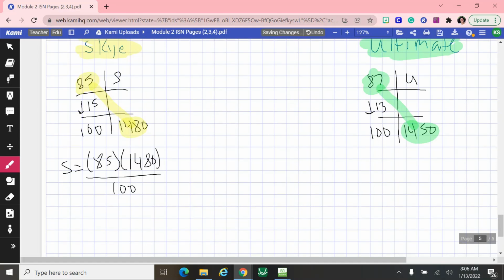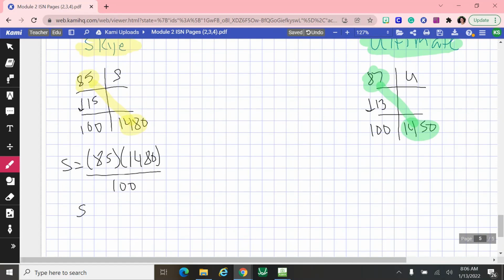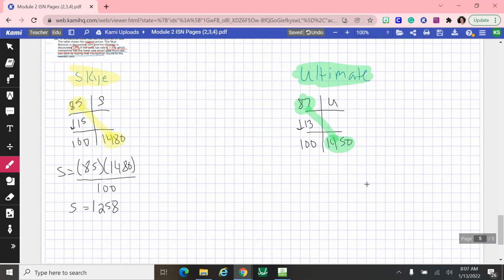When I do the math for that, I find that my sale price for Sky Bouncer is $1,258. Maybe pause the video and see if you can write the equation on your own and then start it back up to compare what you've done.